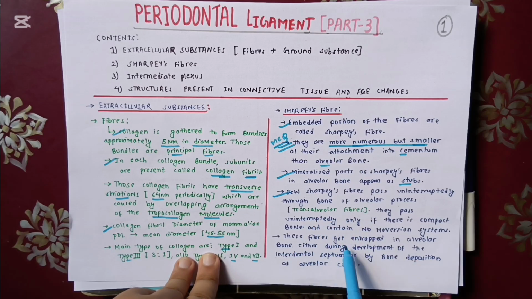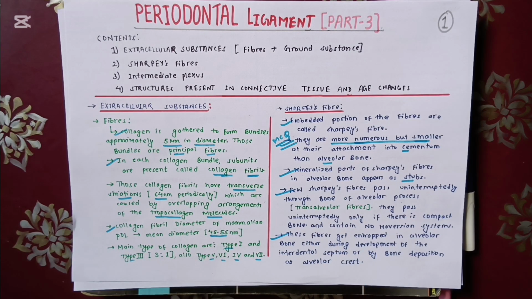After that, this fiber gets entrapped in the alveolar bone either during the development of the interdental septum or by bone deposition at the alveolar crest. Okay, so same thing about the transalveolar fibers. This fiber gets entrapped in the alveolar bone either during the development of the interdental septum or by bone deposition at the alveolar crest.